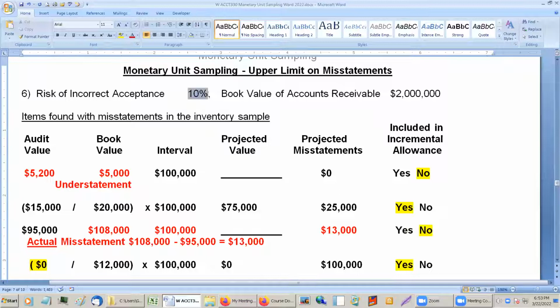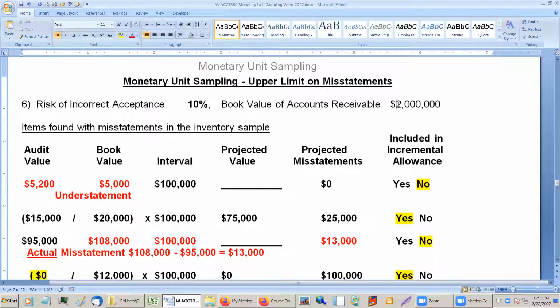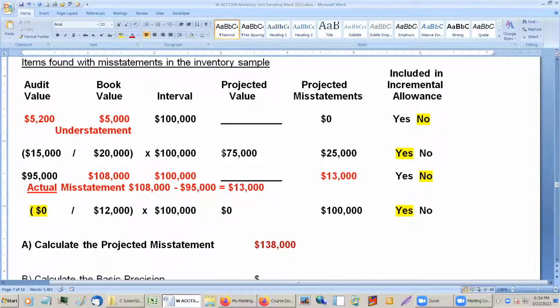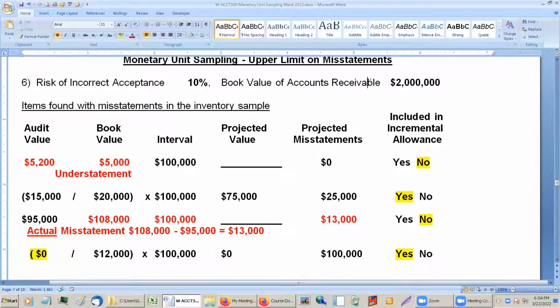But you notice that this is at the 10% level, so you're not quite as sure as at the 95% level. And you'll notice that, let's say the interval is 100,000 and the book accounts receivable is 2 million. So what is that, 20 items? They're only picking 20 items to project it over. So anything that's off is going to be magnified because of the low number of items picked.